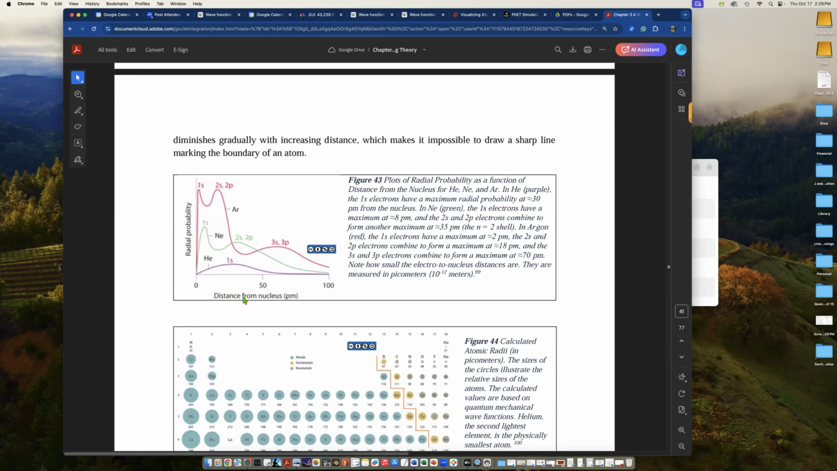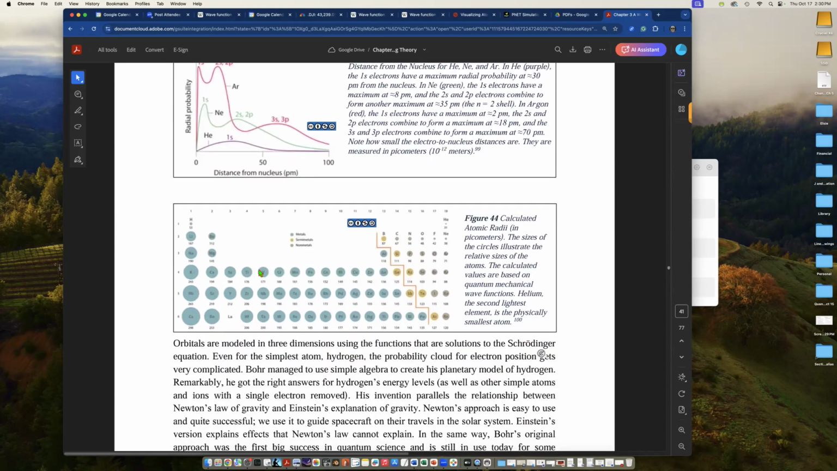By the way, look at the dimensions here. This is 100 picometers. That's a trillionth of a meter. So everything's close together. So argon has this electron, and then the second shell, indicated by the 2, the probability of finding the electron there is here. Here's neon, helium, and so forth. And some of the numbers here are available to you. And here's the relative size of these atoms, the atomic radii.